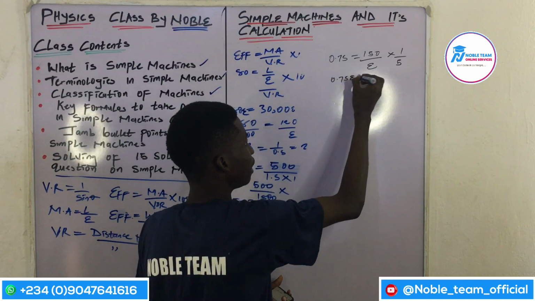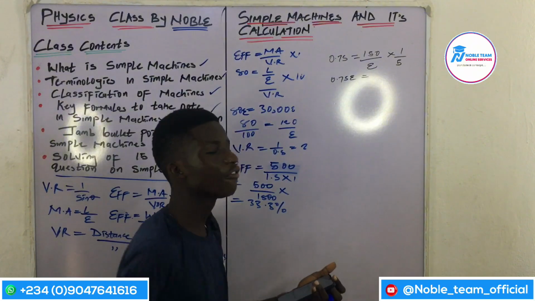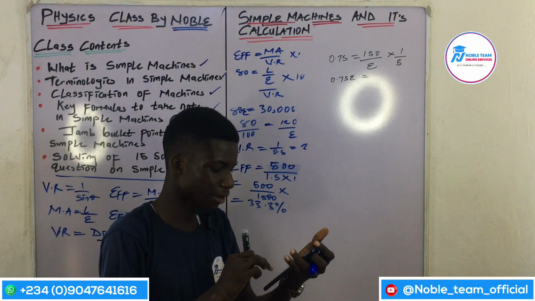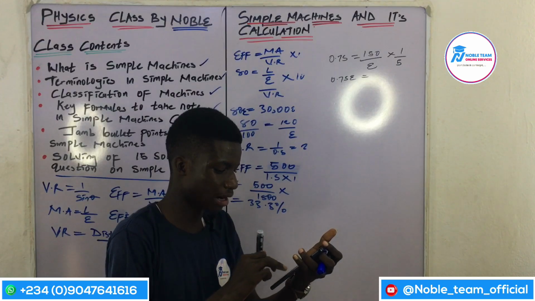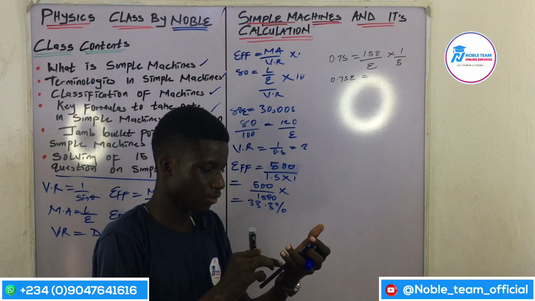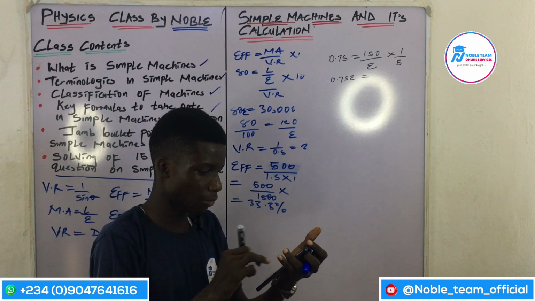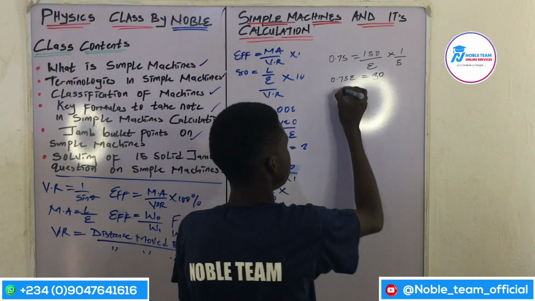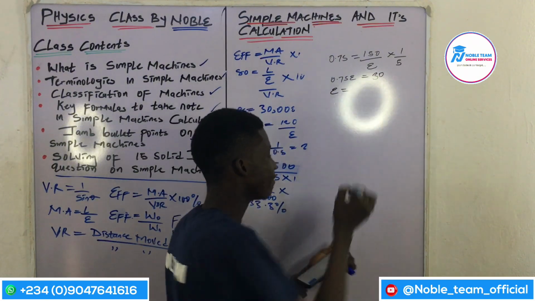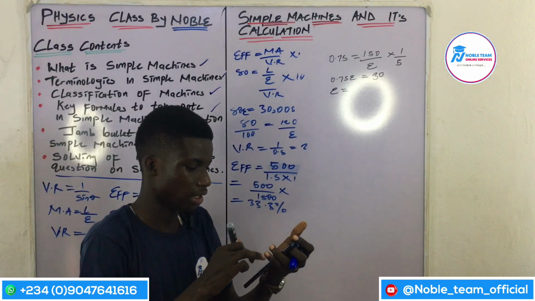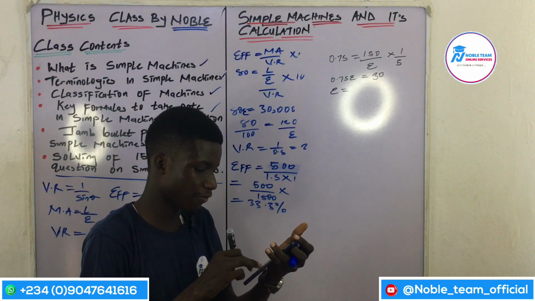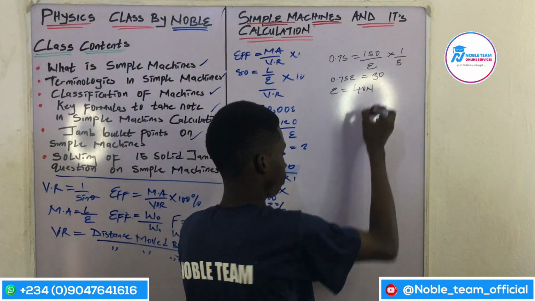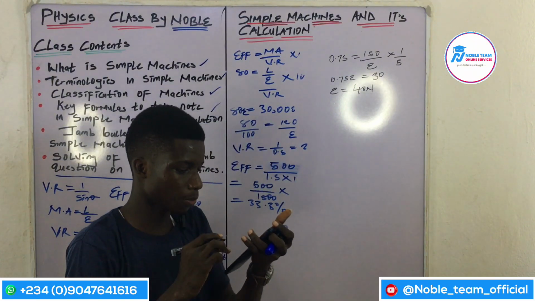So now 0.75 E is now equal to 150 divided by 5, which will give me what? 150 divided by 5, I want to be sure, will give me 30, yes. Then 30, which is my effort, is now 30 divided by 0.75. Divided by 0.75 is giving me what? 40 Newton.